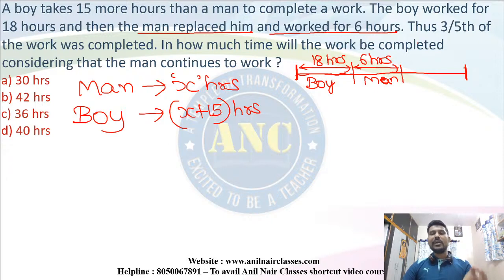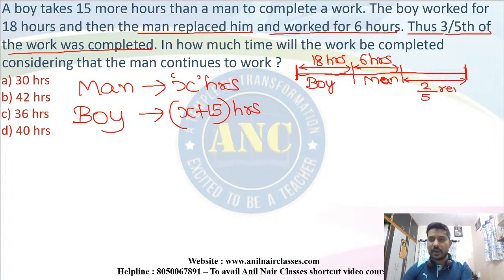Now, after these 18 hours and 6 hours of work is done, 3/5 of the work was completed. Only 3/5 of the work was completed till this point of time. That means the remaining 2/5 of the work is left over. 3/5 of the work is completed, right? 2/5 is left over. That's the question what is being given.